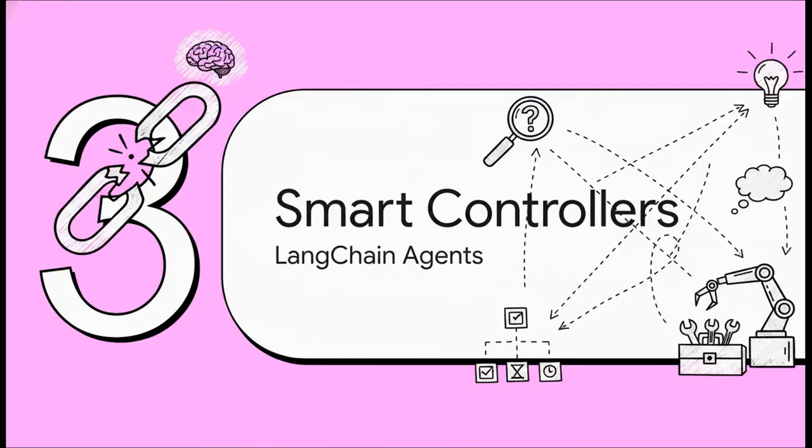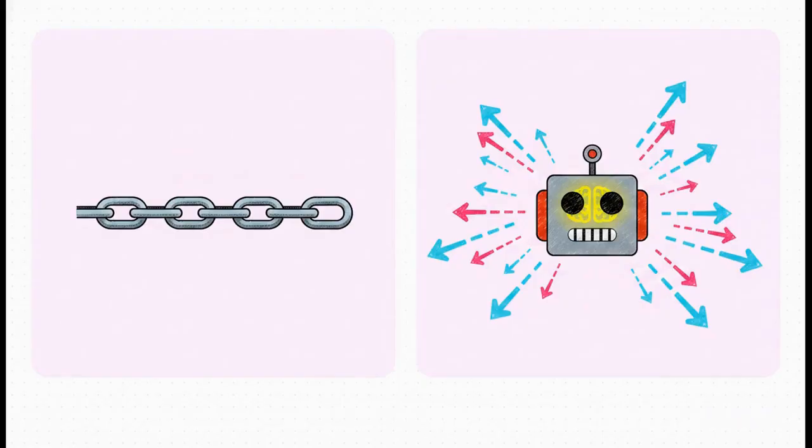All right, Section 3, Smart Controllers. Let's talk about LangChain agents. Now, chains are fantastic for tasks you can predict, but what if the task isn't predictable? This is where we have to contrast chains and agents directly. As we just saw, a chain has a fixed flow. You decide the next step. It's simple.